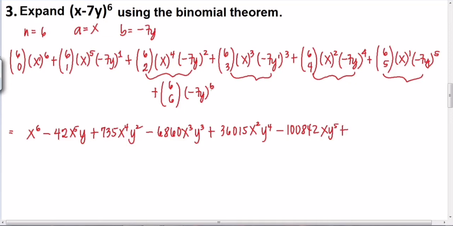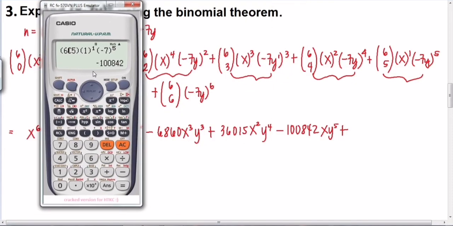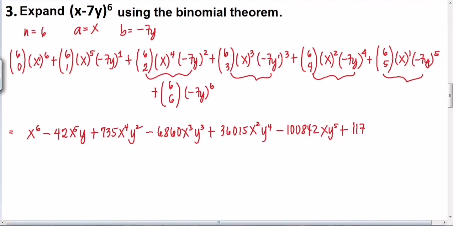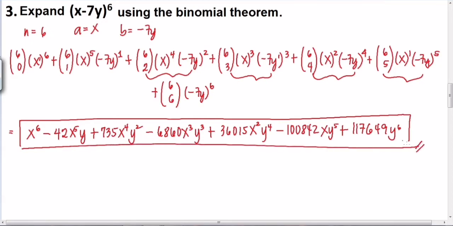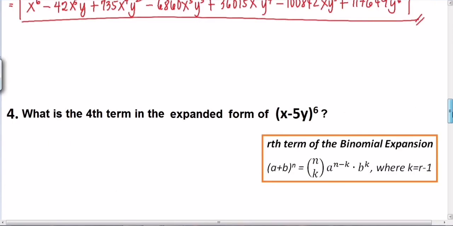Ayan. So, the last term, ito. So, 6c6. And then, wala na tayo nitong 1 na to, yung first term. So, delete na natin. Ang negative 7 daw, naka-raise sa 6. So, 117,649 positive. So, plus, tama yan. Okay? May letter ba? Meron. Yung y. So, y raised to 1 raised to 6. So, 1 times 6 is 6. So, y raised to 6. So, hanggang dyan lang. This is the expanded form of the binomial expression x minus 7y quantity raised to 6. Okay?